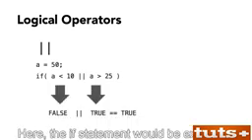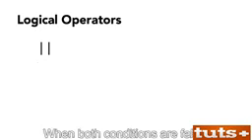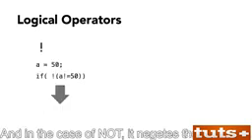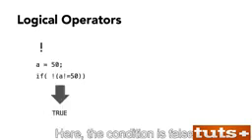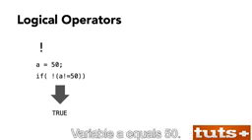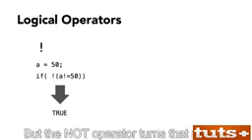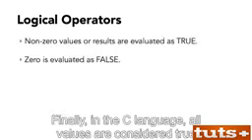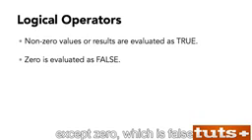And in the case of NOT, it negates the condition. Here the condition is false. Variable A equals 50, but the NOT operator turns that around and makes it true. Finally, in the C language, all values are considered true except 0, which is false. Typically, the value 1 is used for true, but it could also be -1 or any non-zero value.